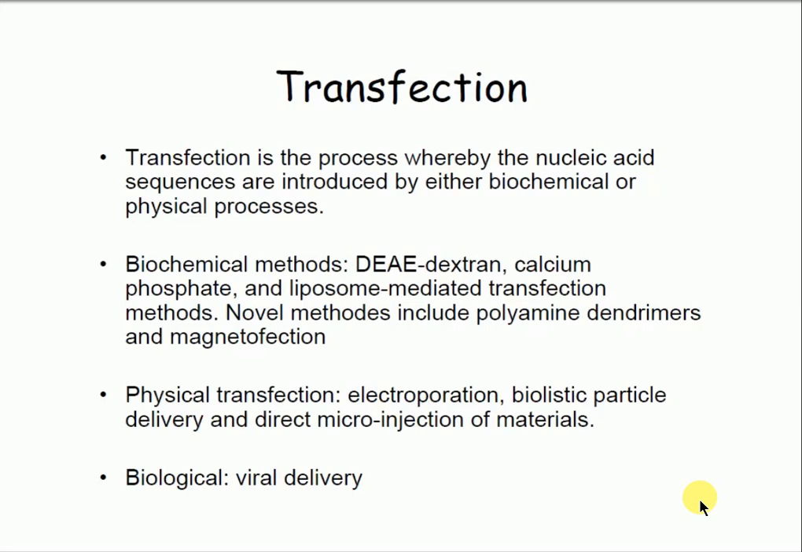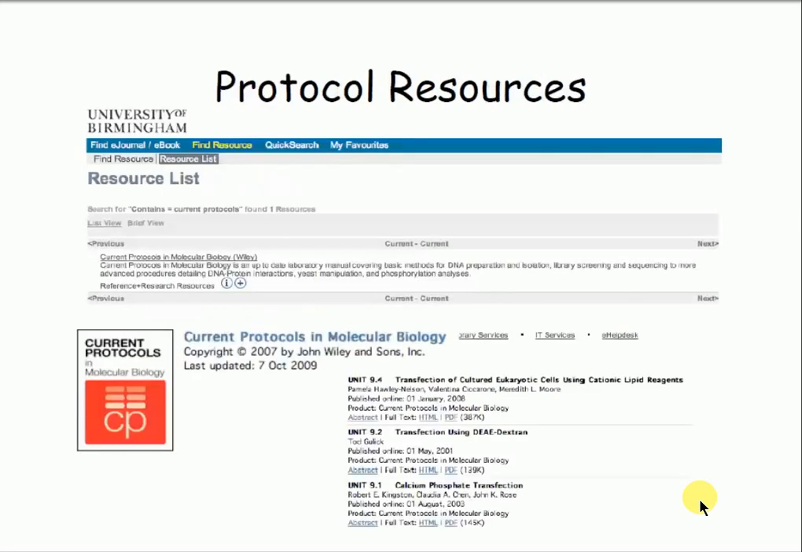And then biological ones are using a virus. So for this, we need to generate a virus with our gene of interest that can infect only cells, but nothing else, and not propagate. So it's specifically designed to only carry the gene of interest, but not be pathogenic, obviously. So there are lots of different methods around for various techniques, and specifically for transfection methodologies.